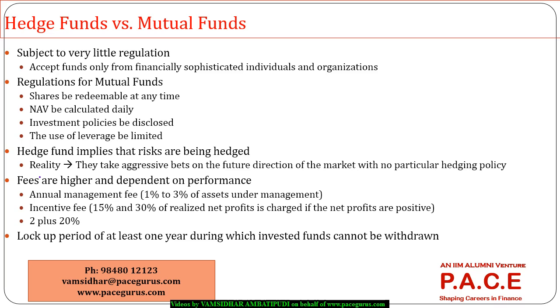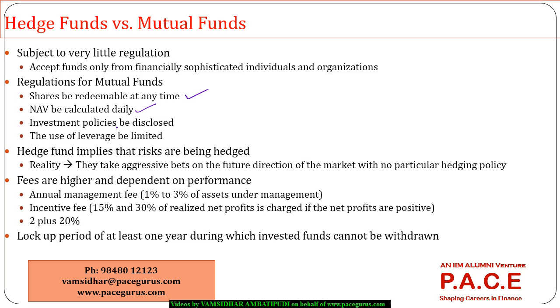If you want to look at the typical regulations that generally come up on mutual funds, mutual funds should be very much ready. There is a possibility that if I want to redeem my shares in the mutual fund, the fund should be able to provide me that kind of a facility. At any time, if I want to redeem my shares, the fund should be in a position to give my cash back. That's one major regulatory aspect that is there on the mutual fund.